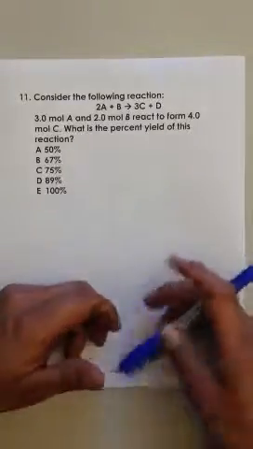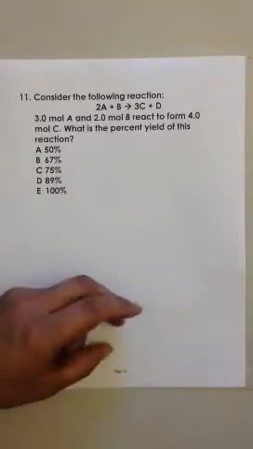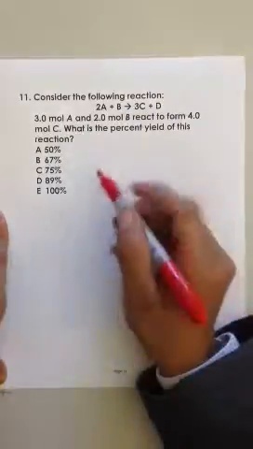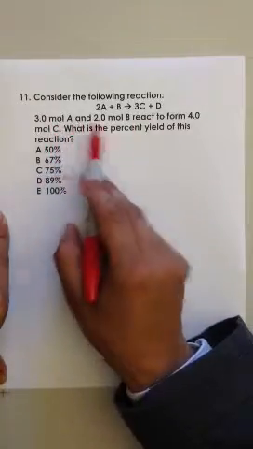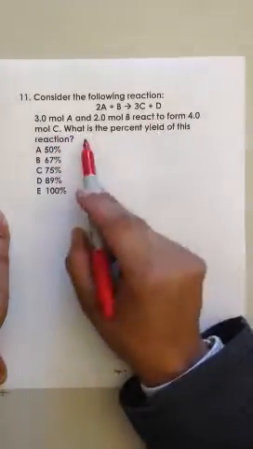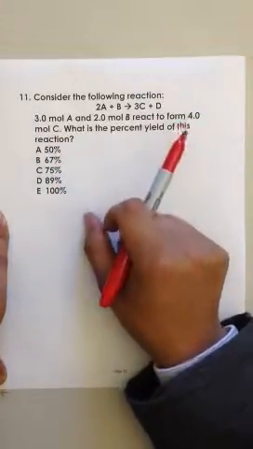Alright, young people, number 11. Consider the following reaction: 2A plus B goes to 3C and D. 3 moles of A and 2 moles of B react to form 4 moles of C. So this is what you do. What is the percent yield of this reaction?